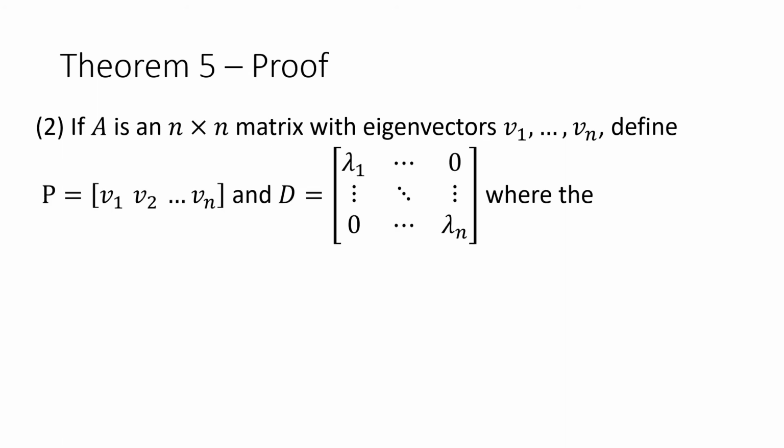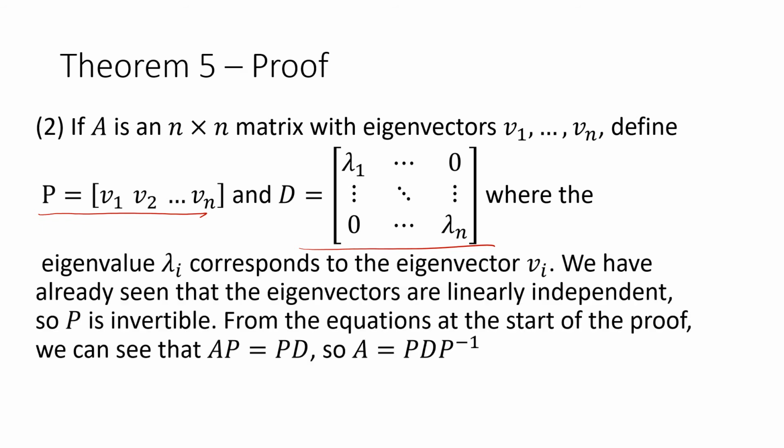We define a matrix P and a matrix D using those eigenvectors and eigenvalues. Now, is it diagonalizable using these matrices? Yes, it is. And note here that this is an n by n matrix. This is going to be important with exactly n eigenvectors. Okay, that's an important point.